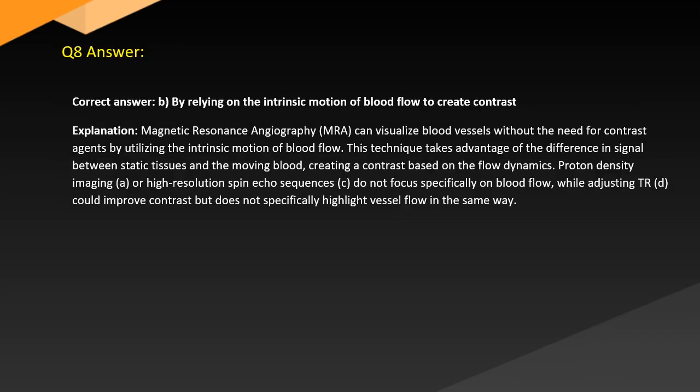Answer. Correct answer. B. By relying on the intrinsic motion of blood flow to create contrast. Explanation. Magnetic resonance angiography (MRI) can visualize blood vessels without the need for contrast agents by utilizing the intrinsic motion of blood flow. This technique takes advantage of the difference in signal between static tissues and the moving blood, creating a contrast based on the flow dynamics. Proton density imaging. High-resolution spin echo sequences (C) do not focus specifically on blood flow, while adjusting TR-D could improve contrast but does not specifically highlight vessel flow in the same way.